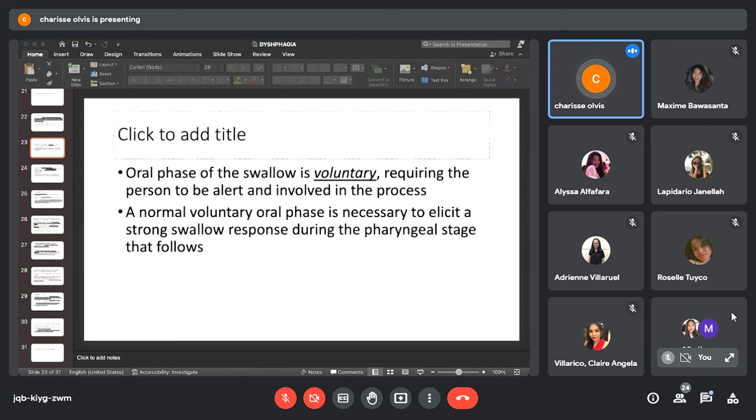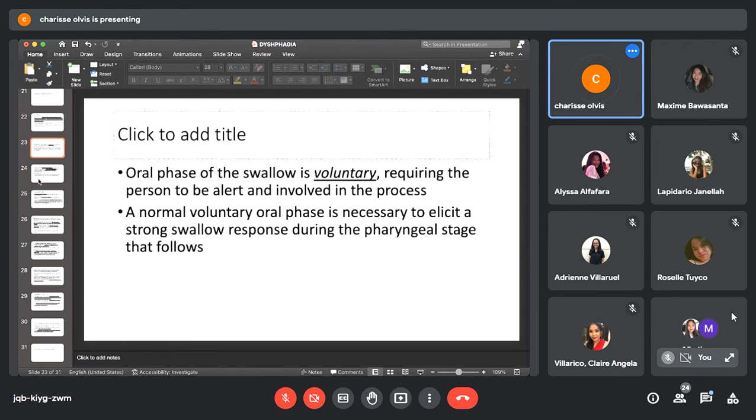Okay, and even in the normal process of swallowing, we decide when to swallow, the food does not just suddenly go down. Okay, so it's voluntary, so it requires good muscle control.